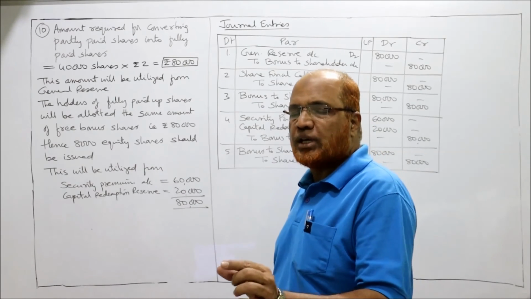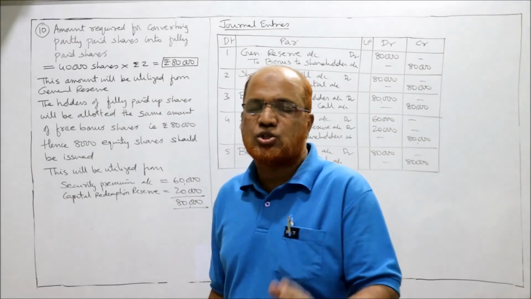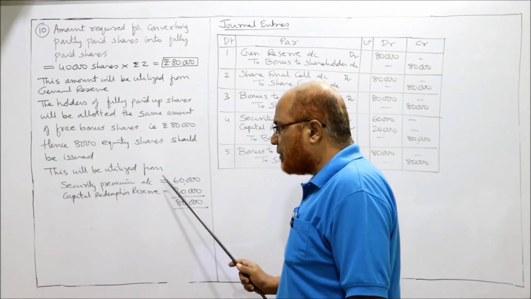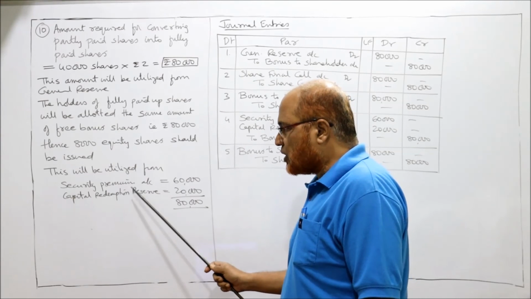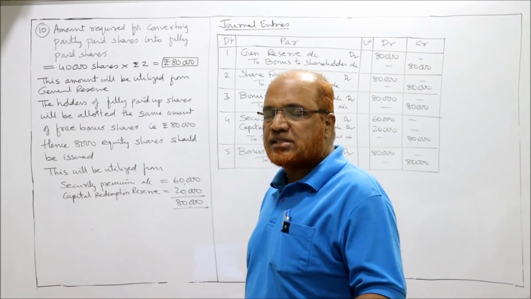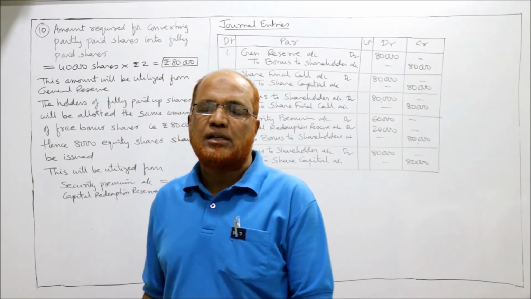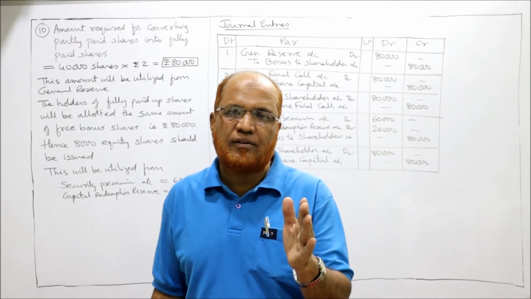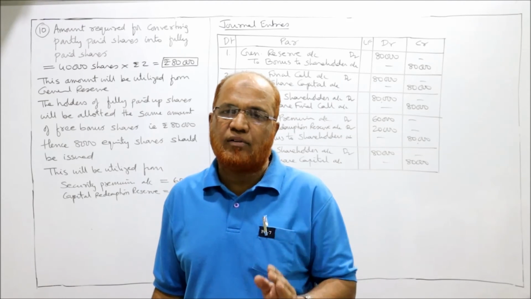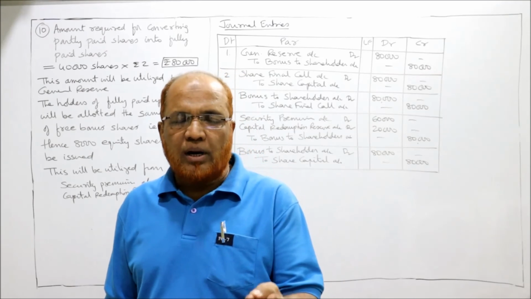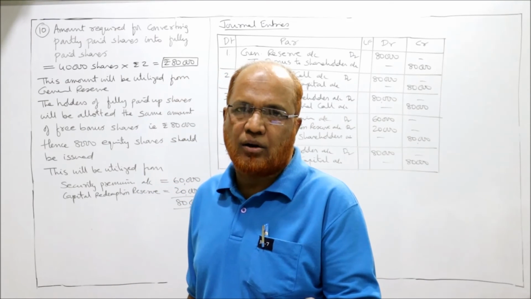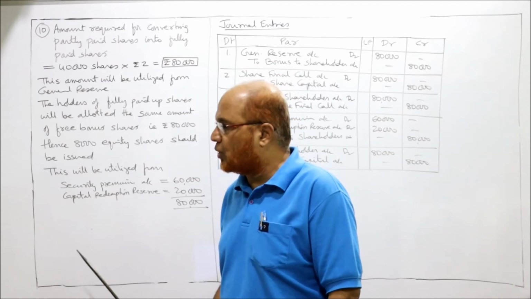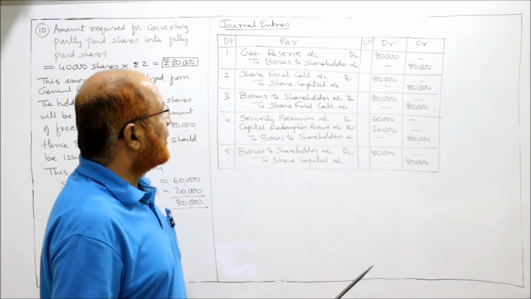Now the question is, from which reserves will we issue those free shares worth 80,000 rupees? First of all, we'll make use of security premium account 60,000 and capital redemption reserve account 20,000. In the previous problems we have already discussed that these two accounts will be used only for giving fully paid free shares, not for converting partly paid into fully paid. Security premium account and capital redemption reserve account, these reserves will be used only for issuing fully paid bonus shares. Now we'll write the entries.